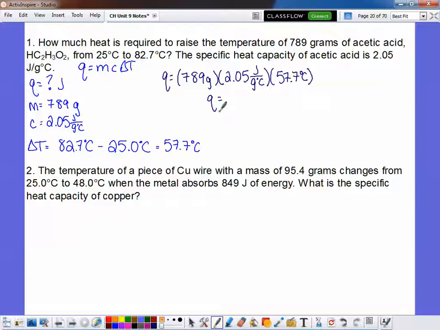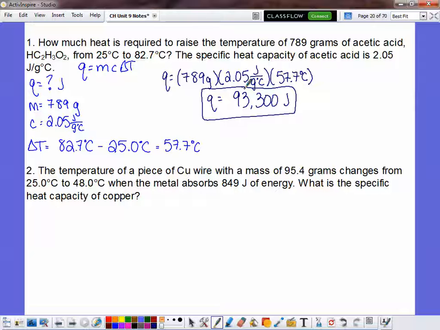So what do you get as your answer? A really big number, yes. What'd you get? 93,300 joules. That's a lot of energy. But if you think about it, it's a fairly large mass. The sample of acetic acid we're using is fairly large, and it's going up by almost 60 degrees Celsius. Its change in temperature is fairly high.